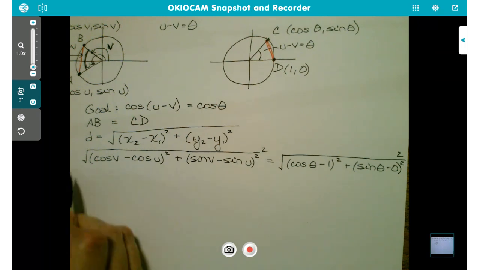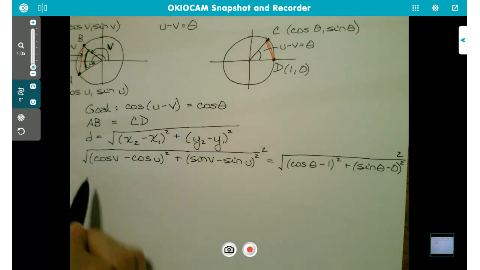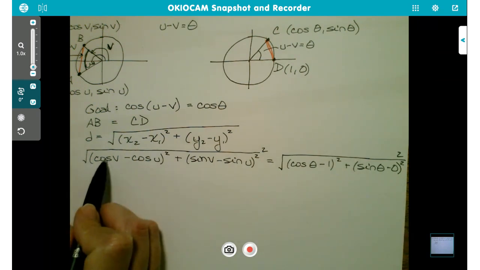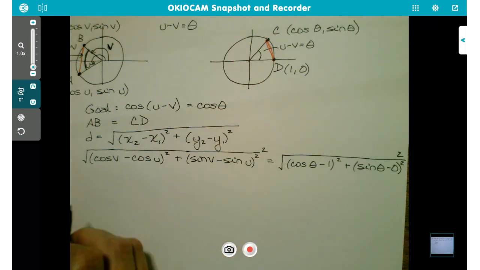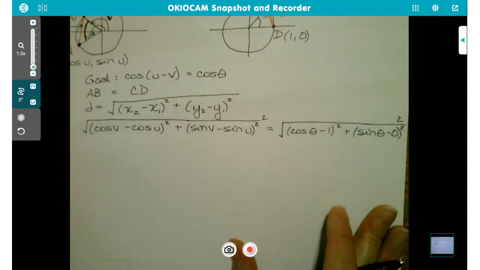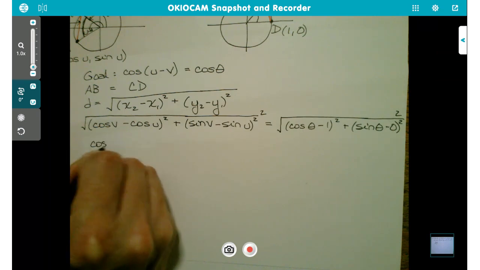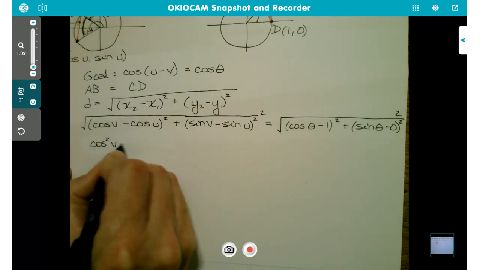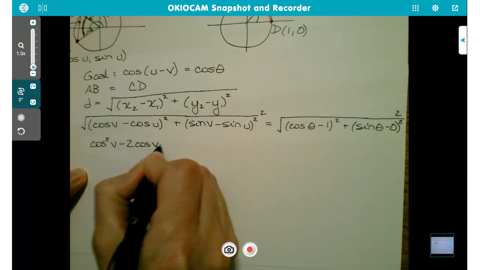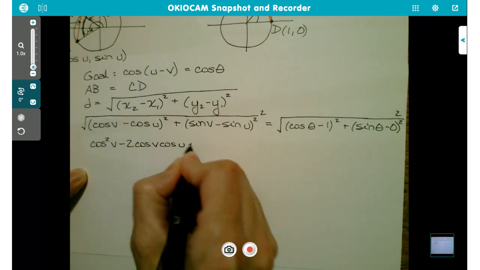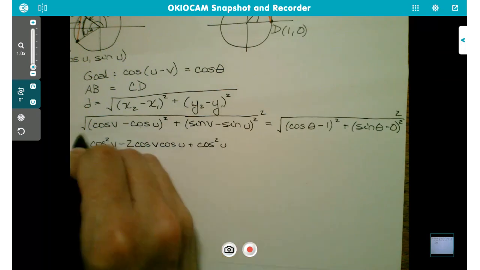Well, when I square, my square root's going to disappear. So at the same time, I'm going to go ahead and square out all these lovely terms. So this is algebra. And yes, it's going to get worse before it gets better, but it's going to get better, I promise. First thing squared, cosine squared V, minus 2 times the first times the second, plus the second thing squared. Oh, and that's the first part.